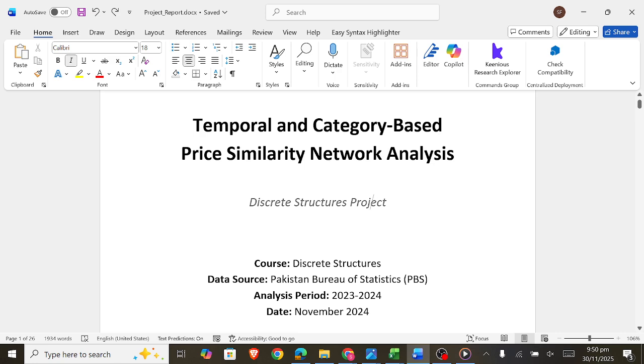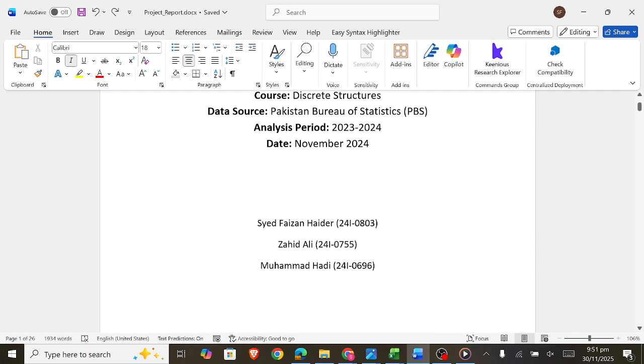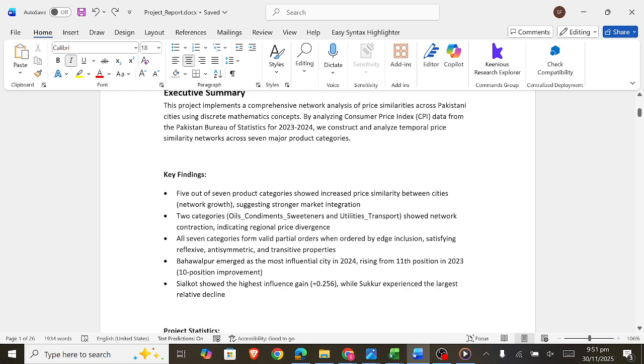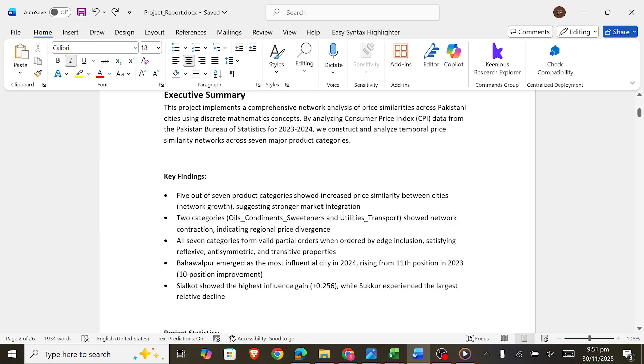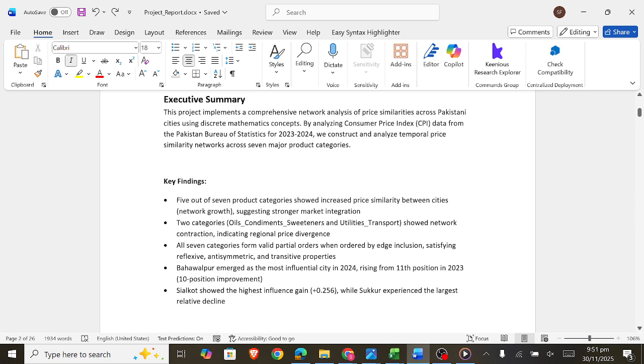To present our discrete structures project, temporal and category-based price similarity network analysis using the Pakistan Bureau of Statistics CPI data from 2023 to 2024. Our project analyzes how the Pakistani cities are economically connected based on the price patterns.